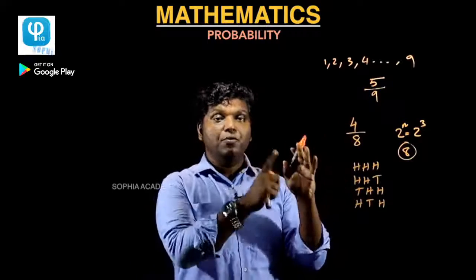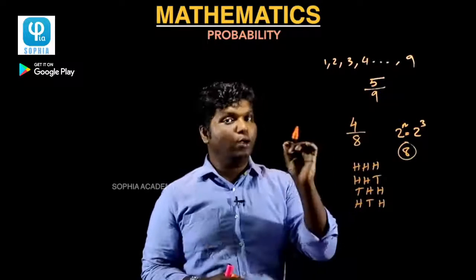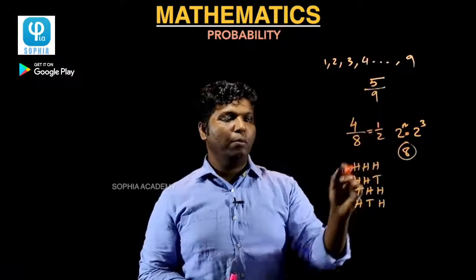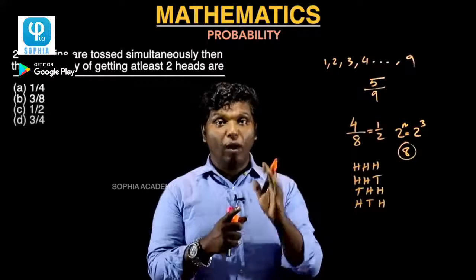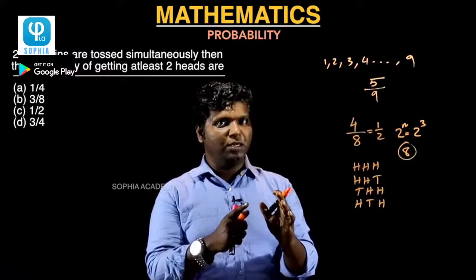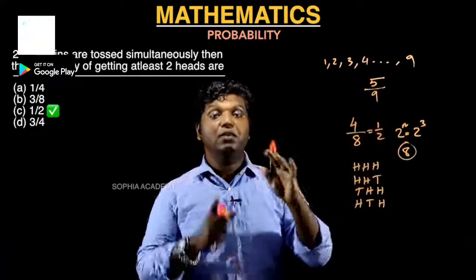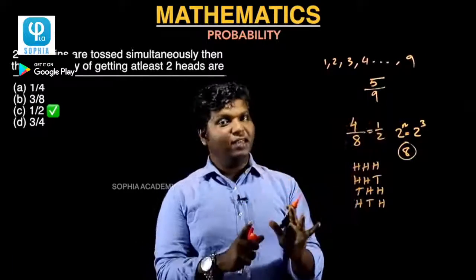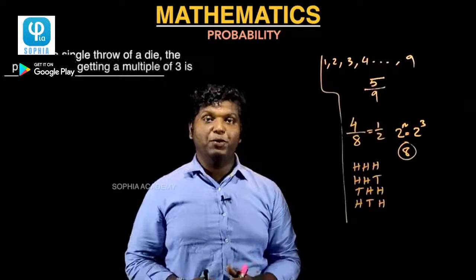Whenever you are writing a fraction or mentioning the probability, you have to write it in the simplest form. So 4 by 8 means it is 1 by 2. Inside the options, 1 by 4, 3 by 8, 1 by 2 and 1 by 4 are given. Now 1 by 2, the third option, is the right option. So you will choose the third one. So that's it.